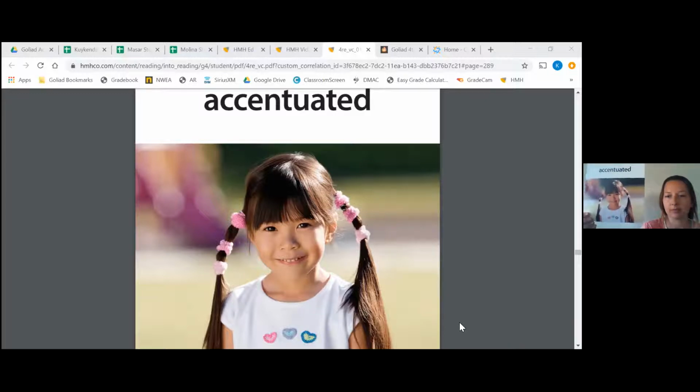Anybody? What's she doing? Does it look like she's proud of something? Yeah. What? Like she just did something that she's really proud of. Maybe her hair, right? Look at her hair. Okay, the sentence says she accentuated her pigtails by wearing pink hairbands. Use your context clues to figure out what that means.